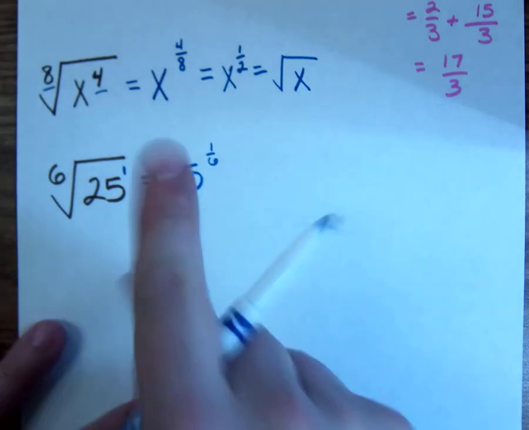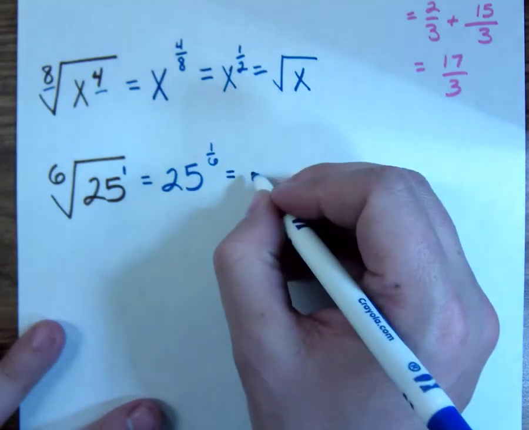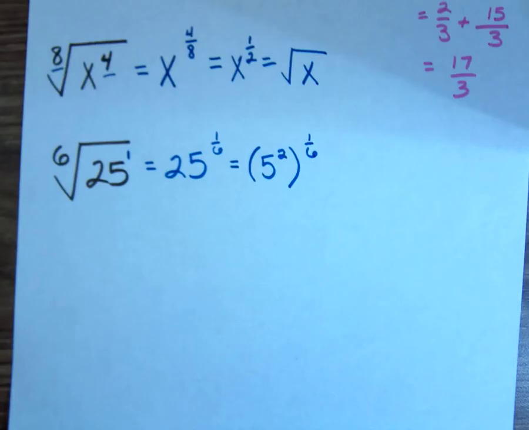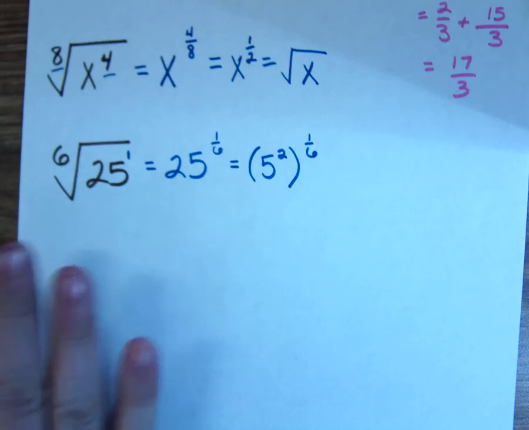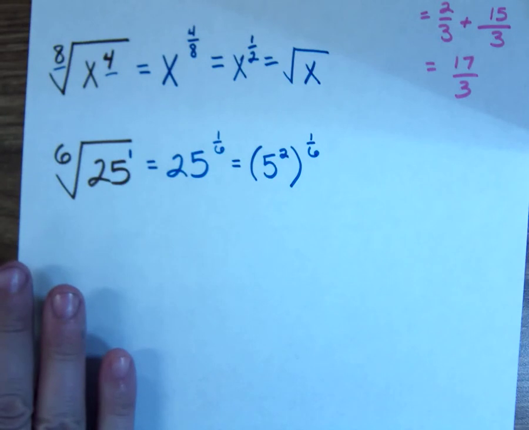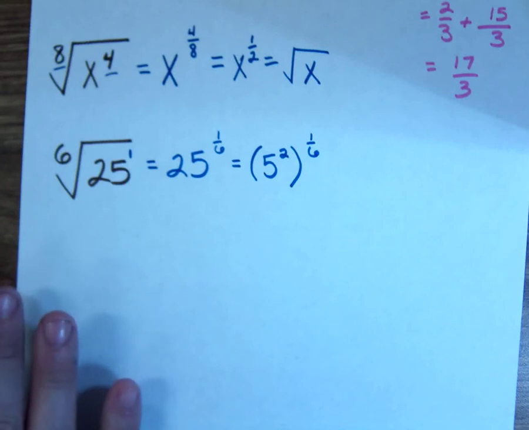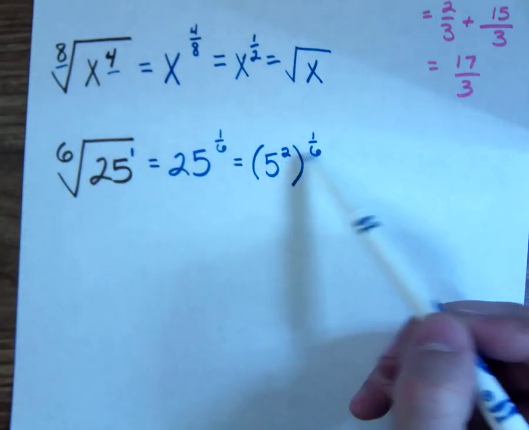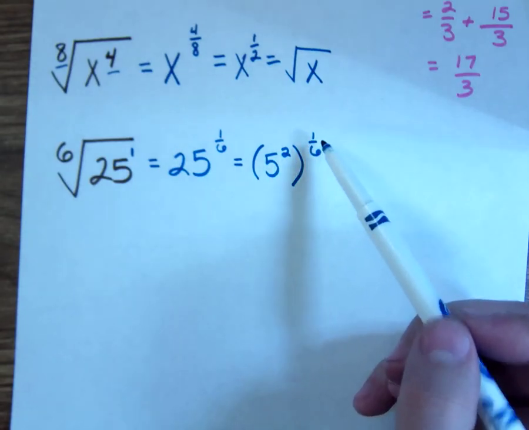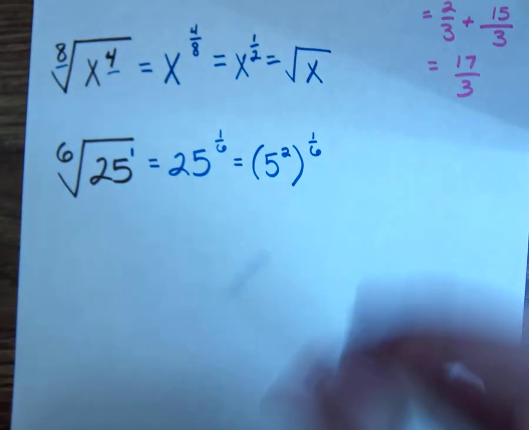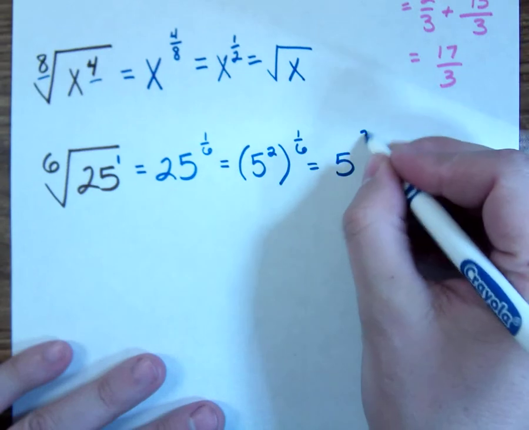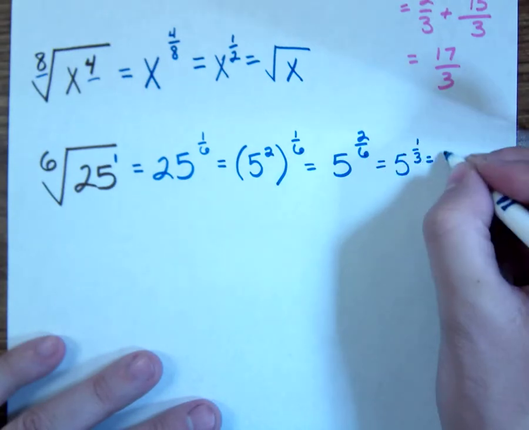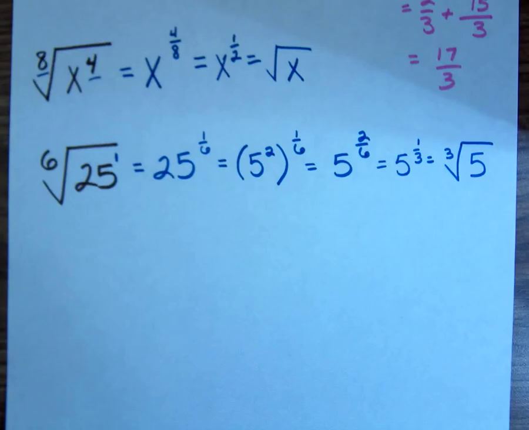Now something that I notice about the number 25 is that 25 is a perfect square. What is the square root of 25? 5. So I could write this as 5 squared to the 1/6 power. Do you recall how to simplify this? No. Okay, cool, cool, good talk. How do you put these two exponents together? You multiply. 2 times 1/6 is 2/6, which reduces to 1/3, which is the same thing as the cube root of 5.